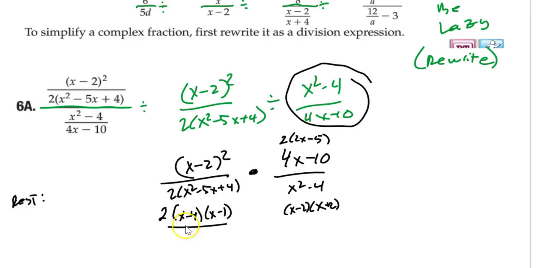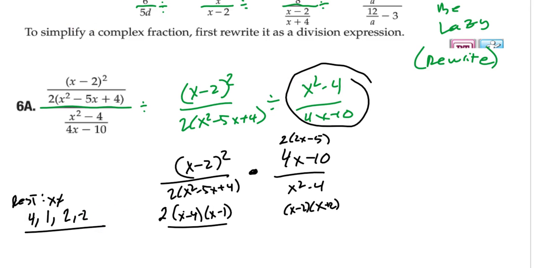I can find my restrictions. It's whatever makes the bottom 0. 2 doesn't have an x, that's nothing. 4, 1, 2, and negative 2. Those are my restrictions from that, and that.